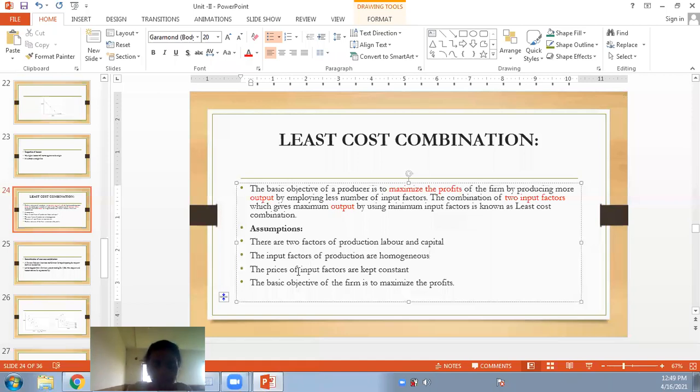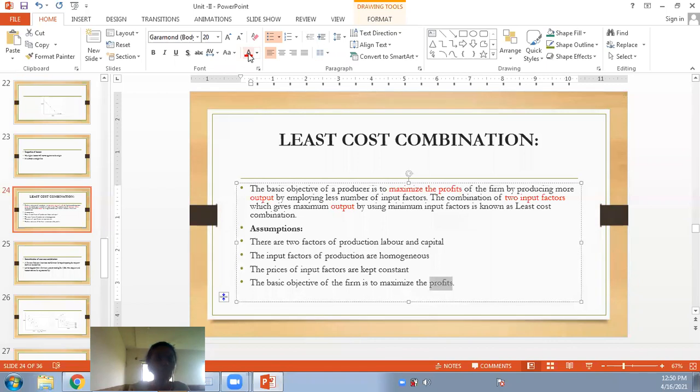Okay. The next one is that the prices of input factors are kept constant. If the prices of input factors change, then what happens? The cost of production will change. The isocost will change. So we are not going to entertain any kind of changes in the prices of factors of production. The next one that we have is that the basic objective of the firm is to maximize profit.